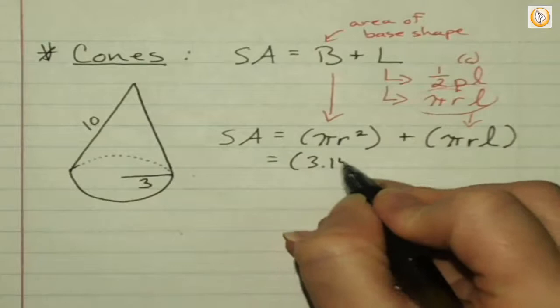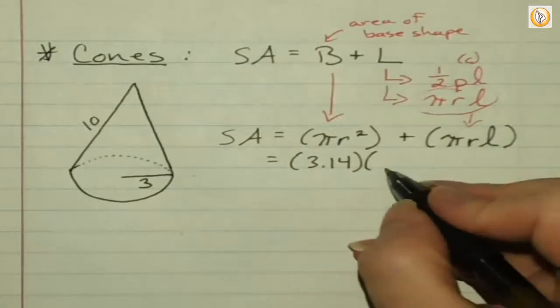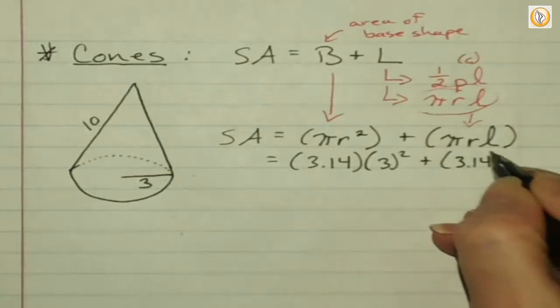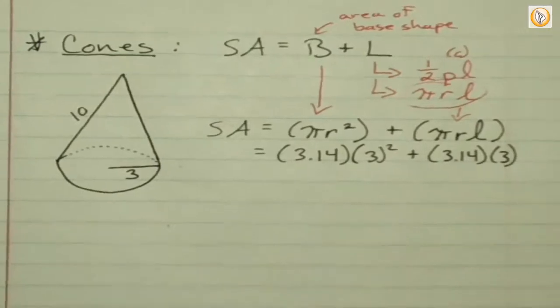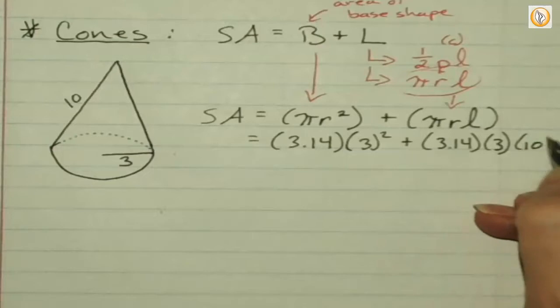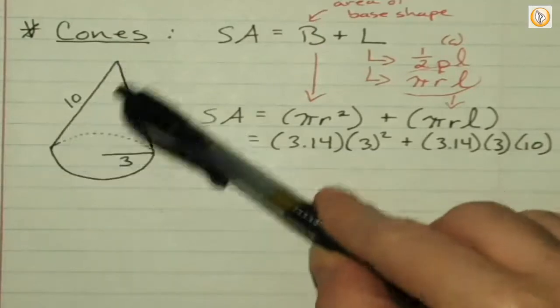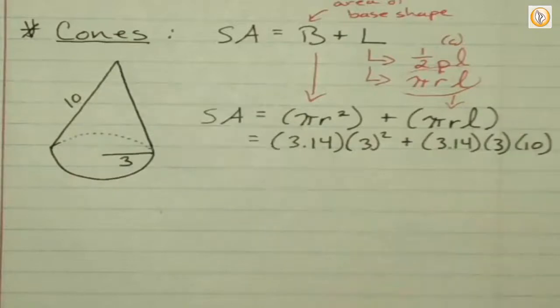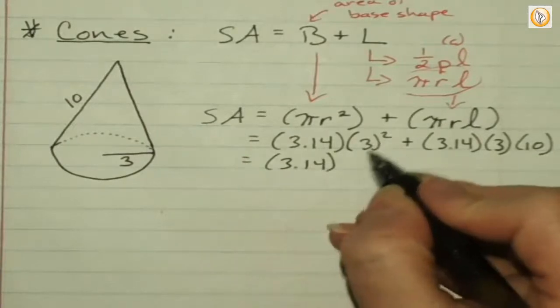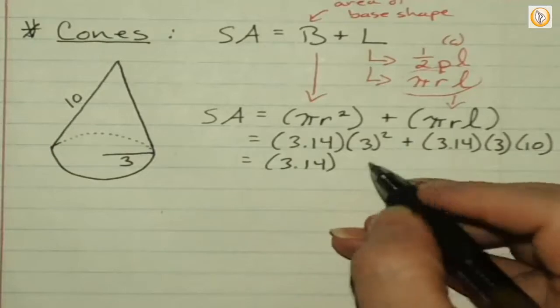Pi is 3.14 times, what's my radius, Izzy? Squared, plus 3.14 times 3. Cecilia, what is my lateral or my slant height? 10. Does everyone see that? This is a little bit different and maybe a little bit easier than the pyramid. All right, now we start working it. At 3.14, we do our exponent first.